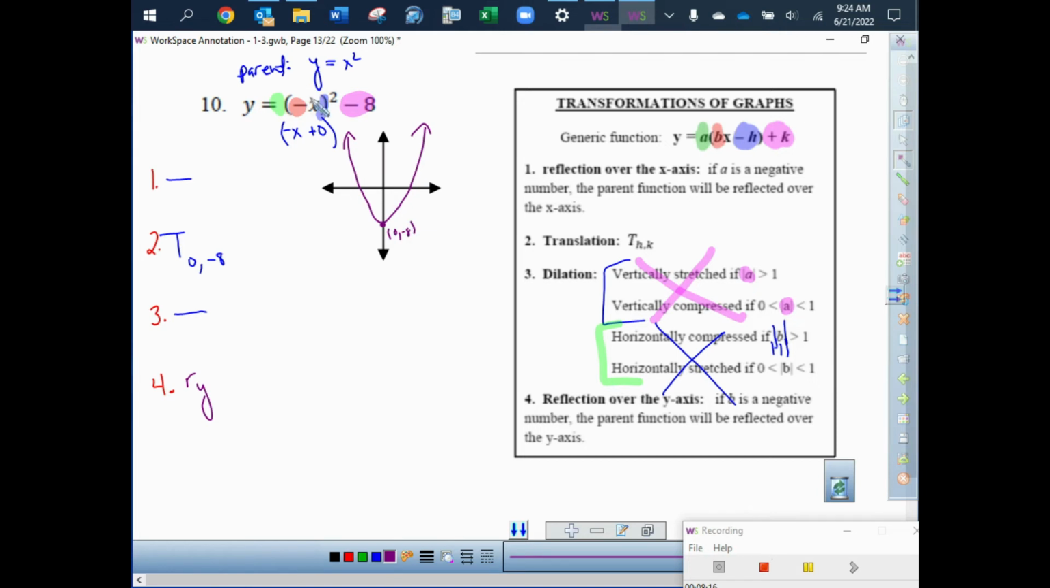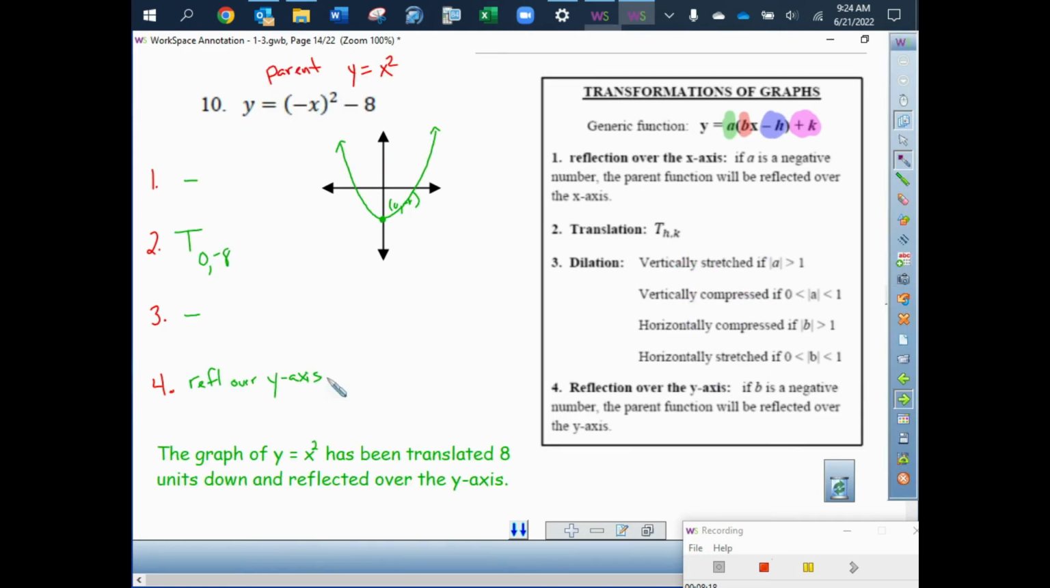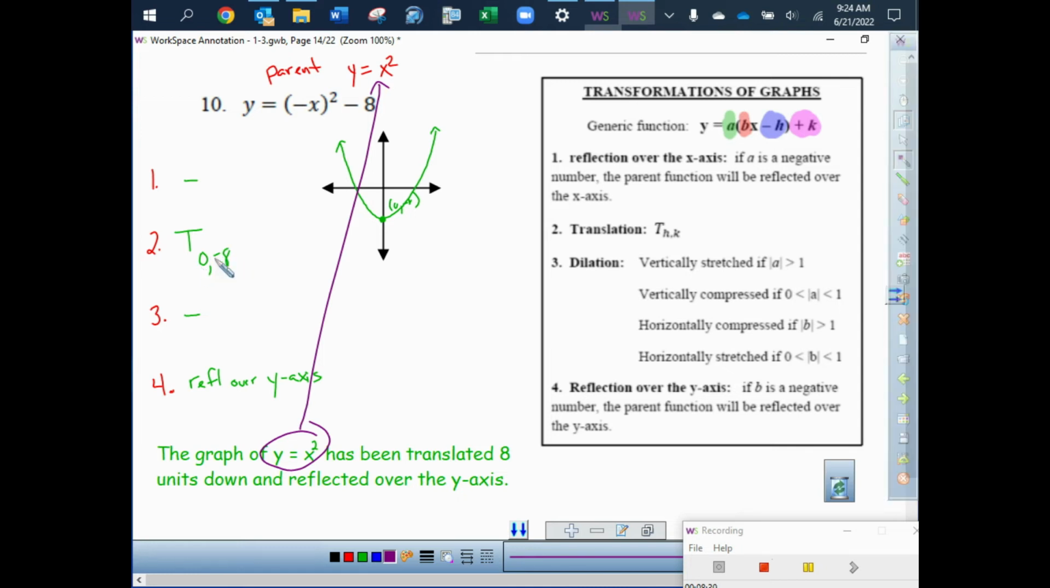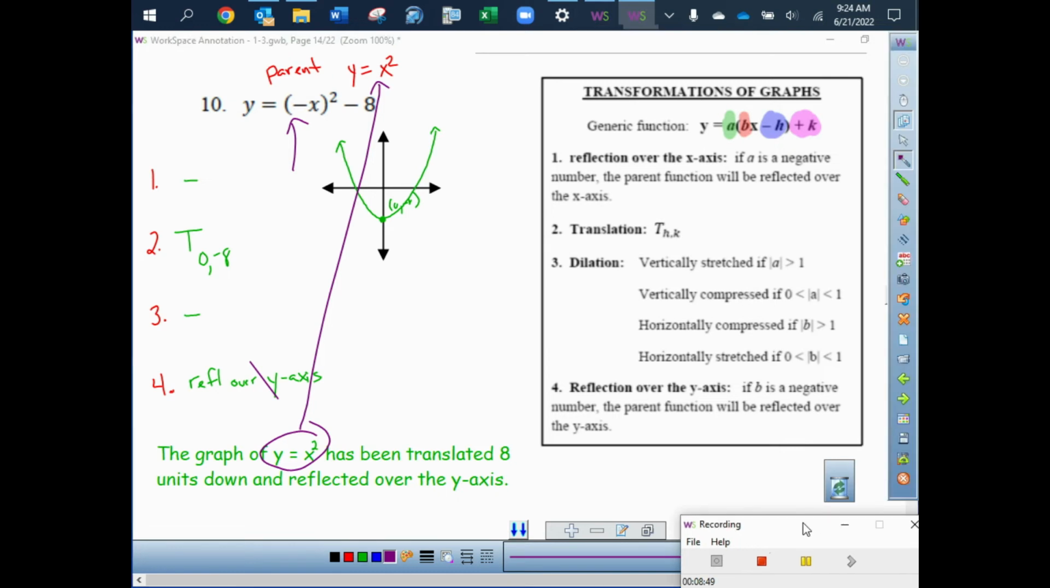So let's write our sentence. The graph of parent, here it is. Do you see how the parent function isn't the absolute value of x anymore? It's y equals x squared, has been, boom. First thing that happened is translated 8 units down. You don't have to say move 0 units, right? That's ridiculous. So moved 8 units down and reflected over the y-axis. Even though it didn't do much to the graph, we're still going to put it because it did happen in this function. So weird. Again, pause if you need to for writing the sentences and everything.